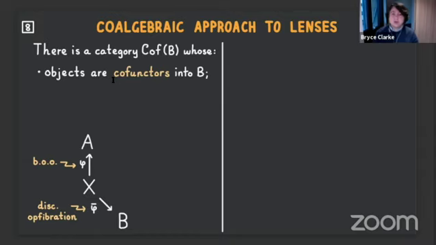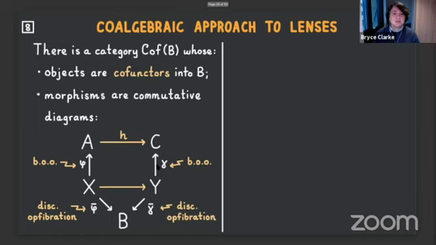This category has objects which are cofunctors. And cofunctors may be unfamiliar, but they're very easily described as just spans of functors, where one leg is bijective on objects and the other leg is a discrete opfibration. So it's something a bit weaker than a lens. And so the objects are cofunctors, and the morphisms in this category are just what you would expect, I suppose. They're just pairs of functors which make these things commute.